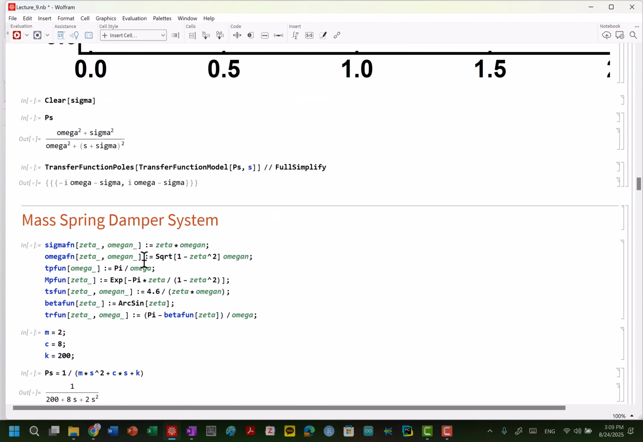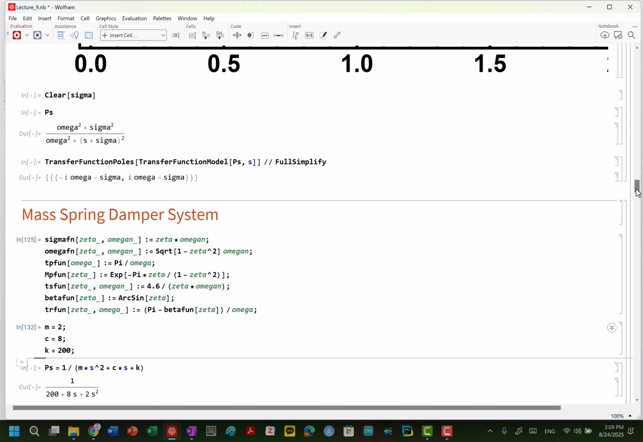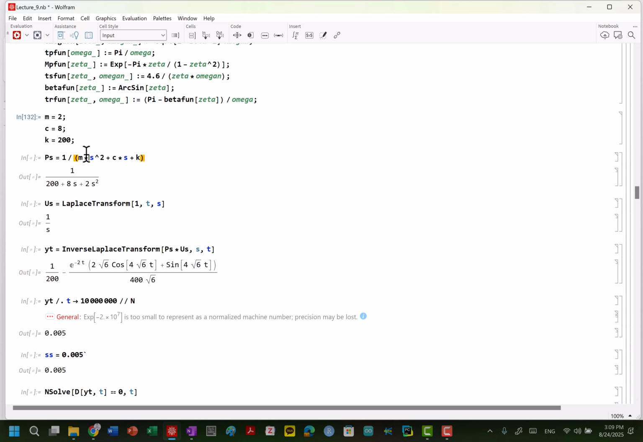First of all, let's define some of the values. These are some functions. We can define our mass, our damping coefficient, and our spring constant. Assume again u of t is equal to 1, just a unit step function. This will be the response of our system. And now we can calculate some of these parameters. So let's look at the steady state value. The steady state value is 0.005.